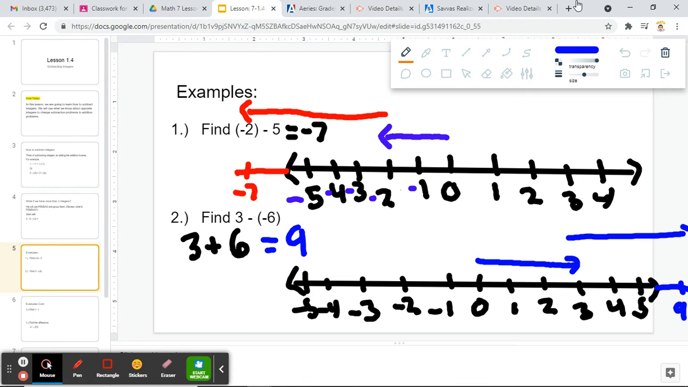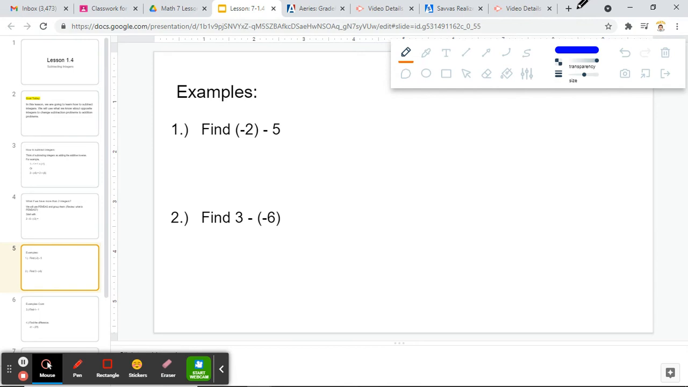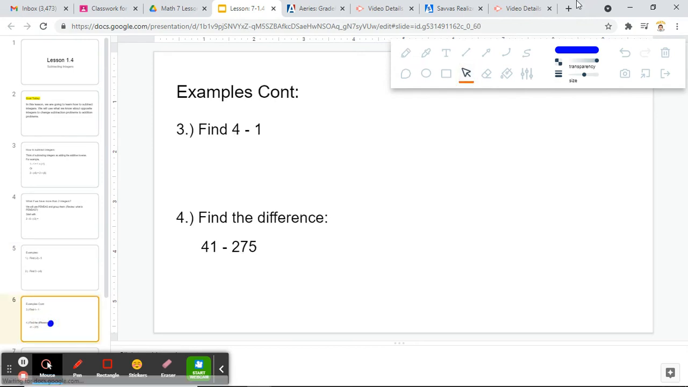You might be asked to do that on your homework tonight on the Savvas, so I want to make sure you got some examples of it. Oops. All right, here we go.